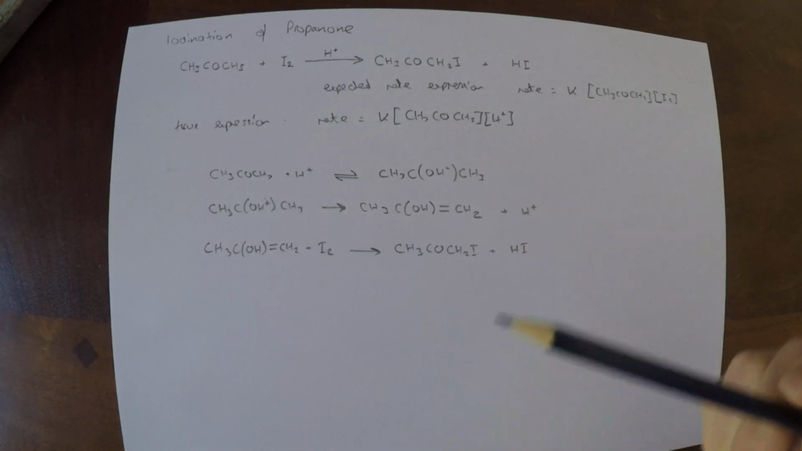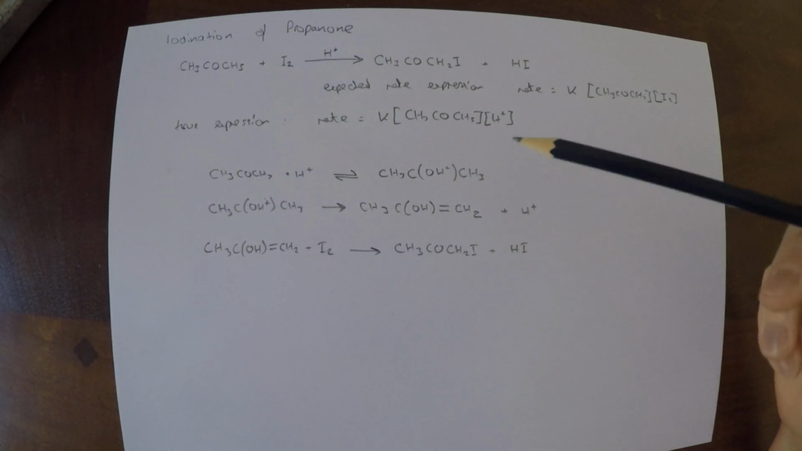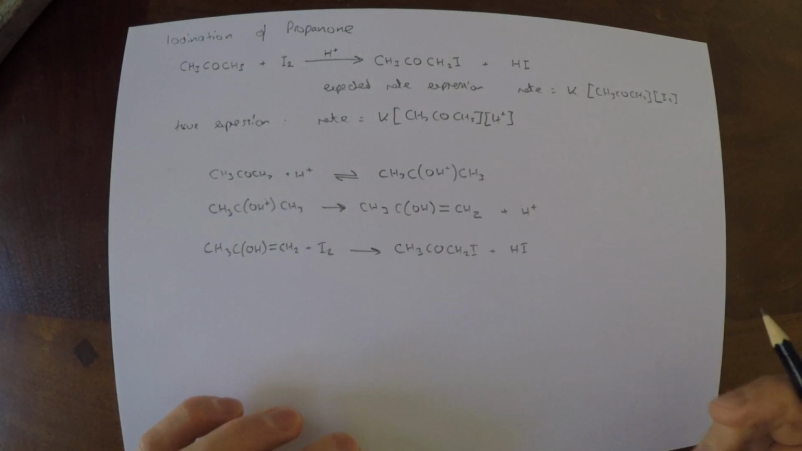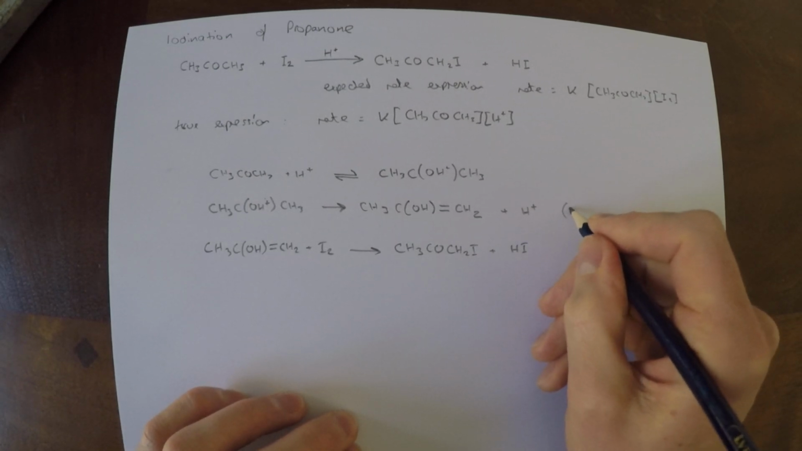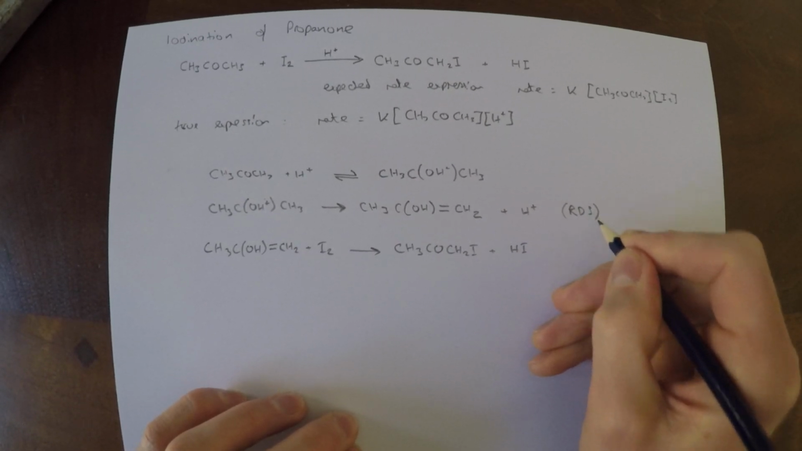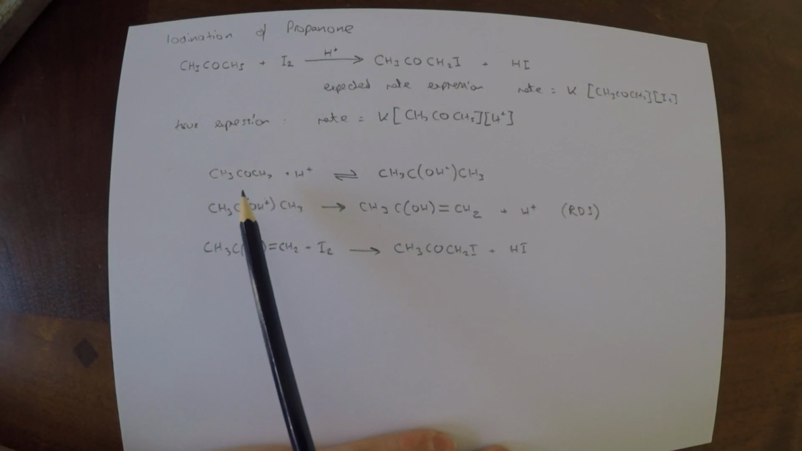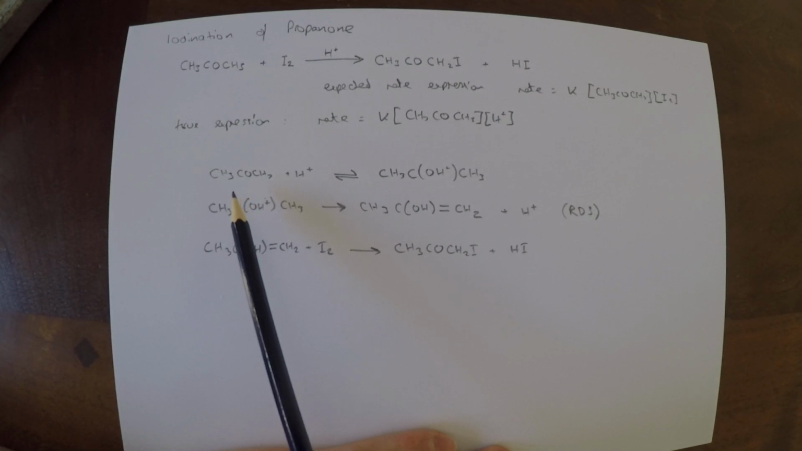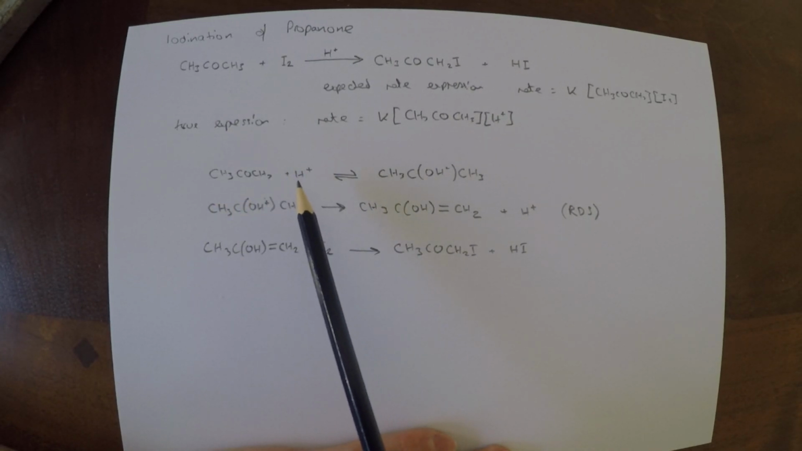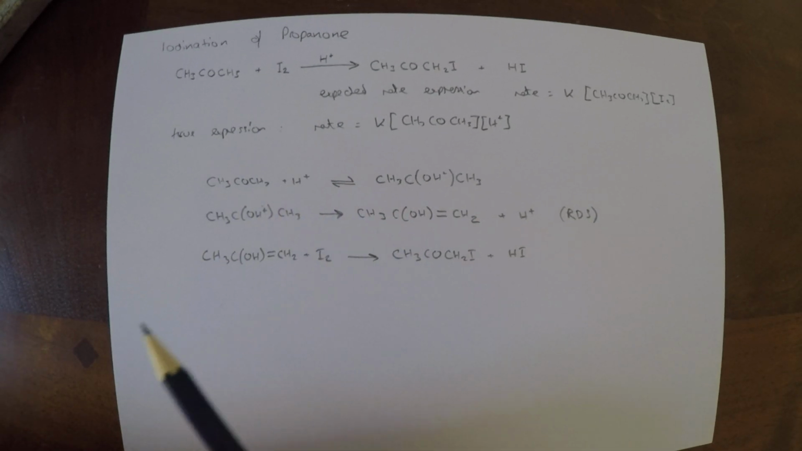Now, in order for this to explain the observed rate expression, the second step is the one that is determined to be the rate determining step. This works because the propanone appears once before the rate determining step, therefore doubling the concentration of propanone here will double the rate of the reaction, and the hydrogen ion catalyst appears once before the rate determining step, and therefore doubling the concentration of the catalyst will also double the rate of this reaction.